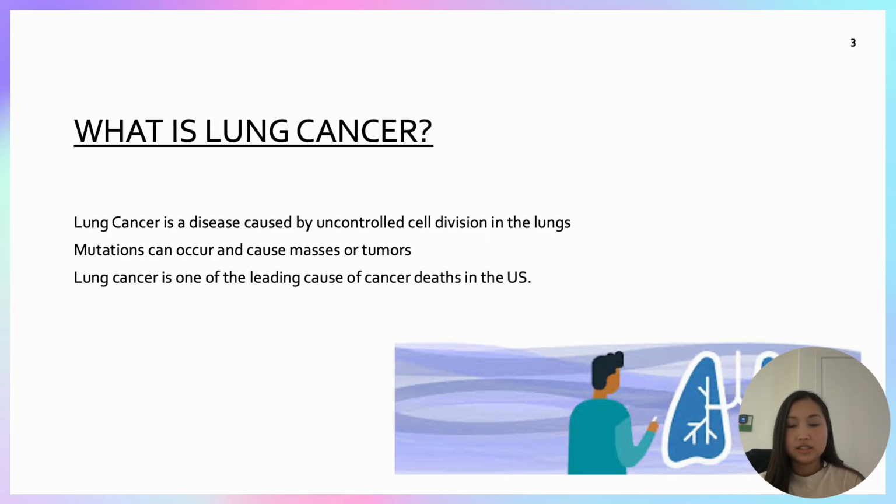Okay. So, lung cancer is a disease caused by uncontrolled cell division in the lungs, a malignant disease that develops in the lungs when cells in the lung tissue grow and divide uncontrollably. Cells usually divide as a normal function, however, mutations can occur. And when they are damaged, they create masses or tumors. Lung cancer is the leading cause of cancer deaths in the world. It is one of the most aggressive forms of cancer.